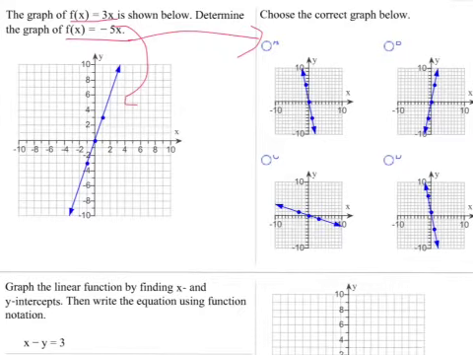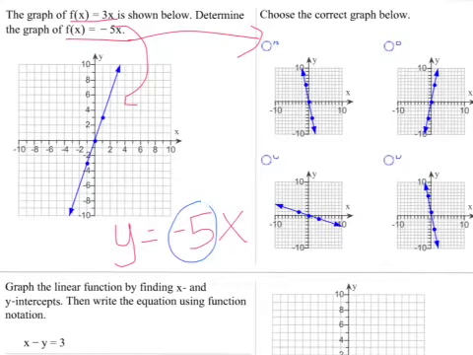Now remember, f of x means the same thing as y. So another way to write this equation is y equals negative 5x. So given this, we know that the slope of our equation is negative 5, which means that our graph should go down from left to right. Well, choice A goes down from left to right, but choice B goes up from left to right. So the correct answer cannot be choice B. Choice C goes down from left to right, and so does choice D. So far we've eliminated one choice.